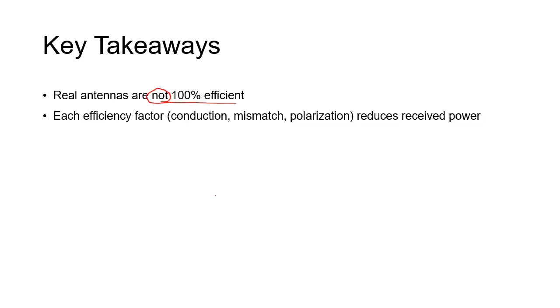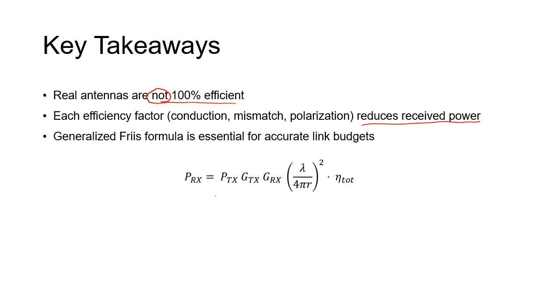Finally, we are with the takeaways of this video. We have learned that antennas are not 100% efficient. And we have also learned that several factors affect the efficiency of the antenna, like conduction, mismatch, and polarization. And at the end, this will be translated as a reduction in the received power at the receiver side. And we have learned that we can revise the Friis transmission formula to a generalized one by introducing eta total. Stay tuned for more videos.